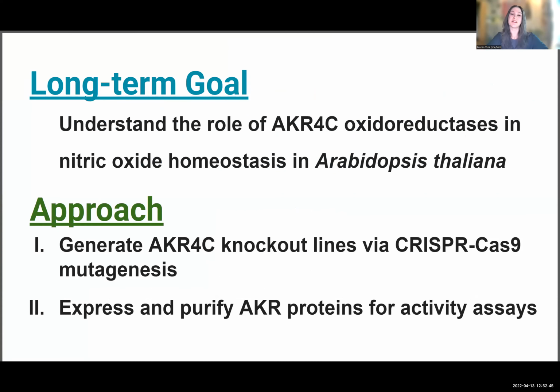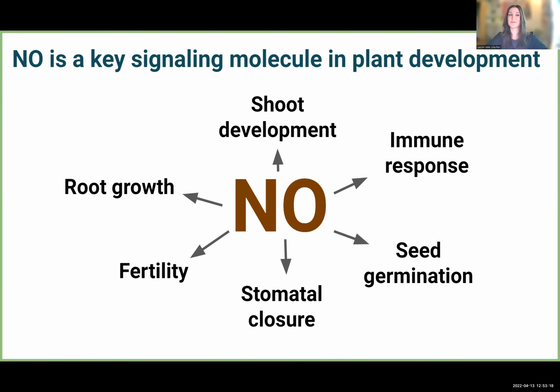So the long-term goal is to understand the role of these AKR4C oxidoreductases in nitric oxide homeostasis in the model plant organism Arabidopsis thaliana. We have two general approaches. The first is to generate AKR4C knockout lines by CRISPR-Cas9 mutagenesis to eventually examine the phenotypes of losing multiple AKR4C proteins. Secondly, we are expressing and purifying AKR proteins for use in activity assays to better characterize their activity and substrate specificity.